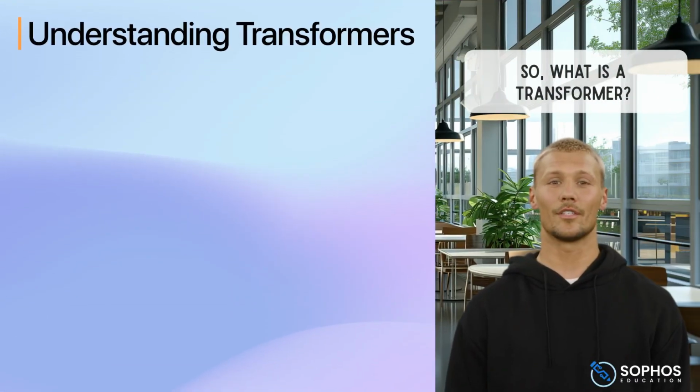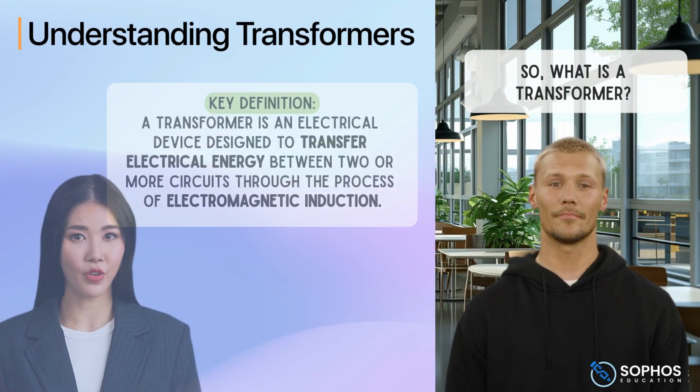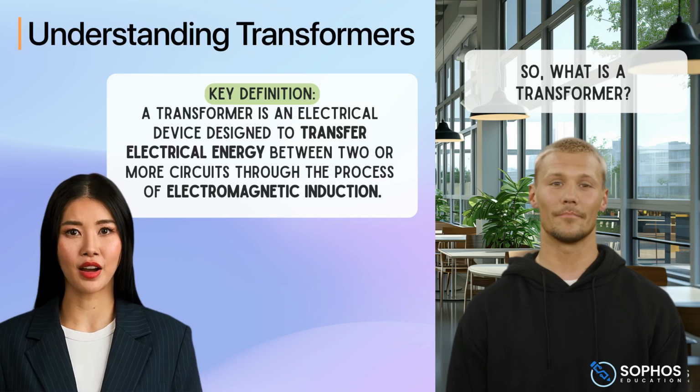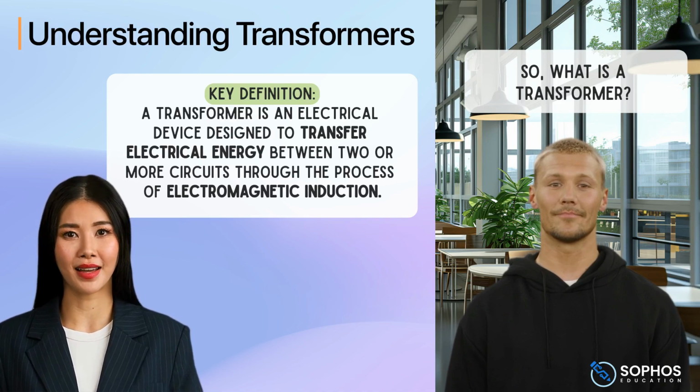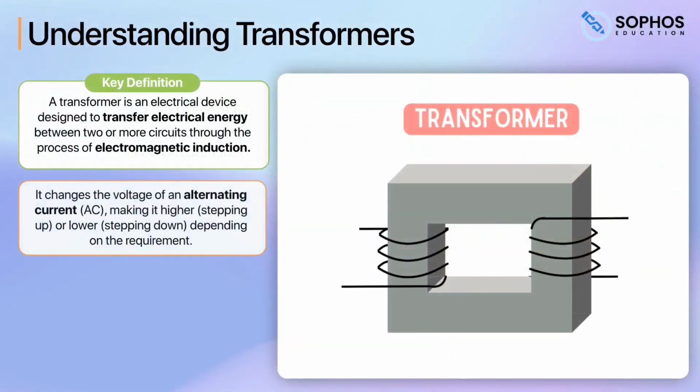So, what is a transformer? A transformer is an electrical device designed to transfer electrical energy between two or more circuits through the process of electromagnetic induction. It primarily functions to change the voltage of an alternating current, AC, making it higher, stepping up, or lower, stepping down, depending on the requirement.